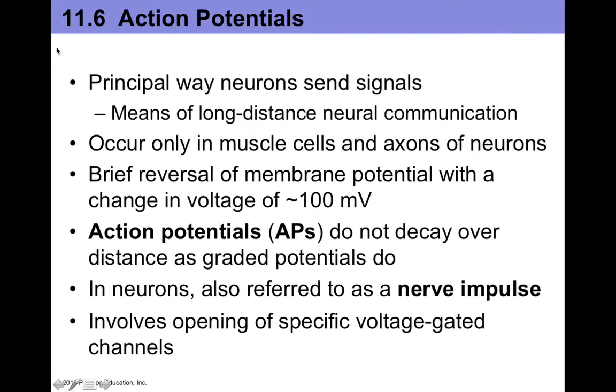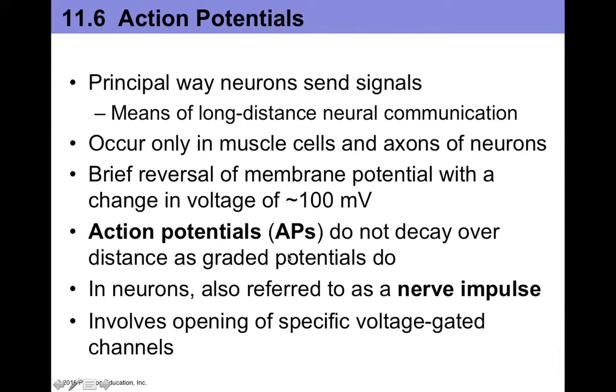Okay, in this video we're going to talk about action potentials. Now remember, action potentials are the principal way that neurons send signals long distance and really rapidly. So when we talk about neuronal communication, it involves action potentials. These occur only briefly within muscles and axons of neurons, and what we find is actually the action potential itself is a brief and rapid change in membrane voltage that could be as great as 100 millivolts difference.